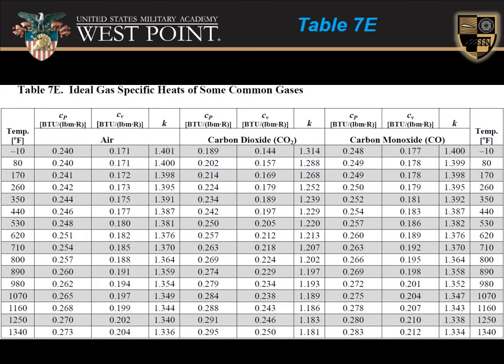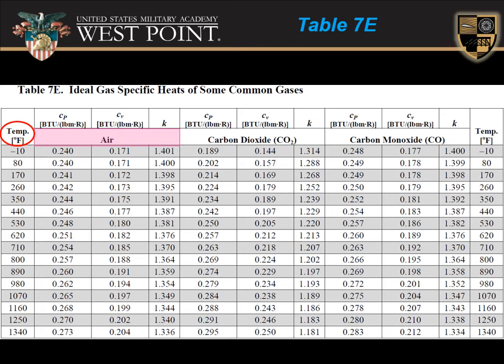We can also use table 7E if we're using English units. Again, making sure that we've selected air. We're not using carbon dioxide or erroneously using carbon monoxide. We have to use the right temperature. Remember, we said that was at 540 Rankine.